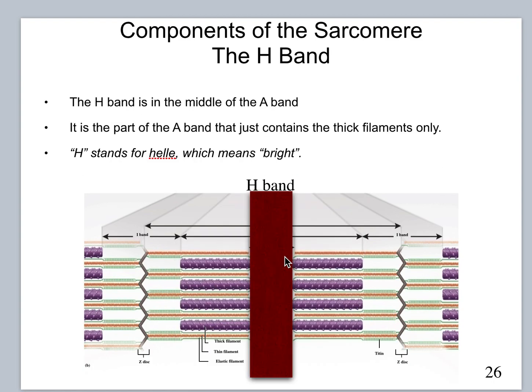The H band is the distance between the ends of the thin filaments. The thin filament ends here, and the distance between those two is called the H band.